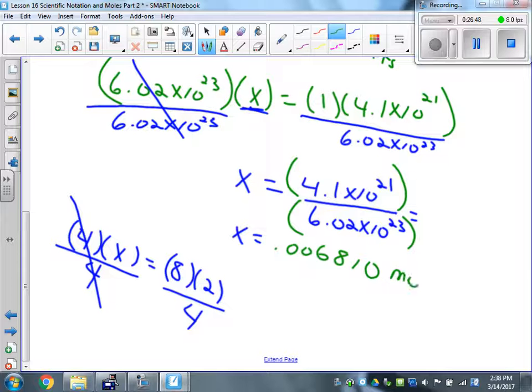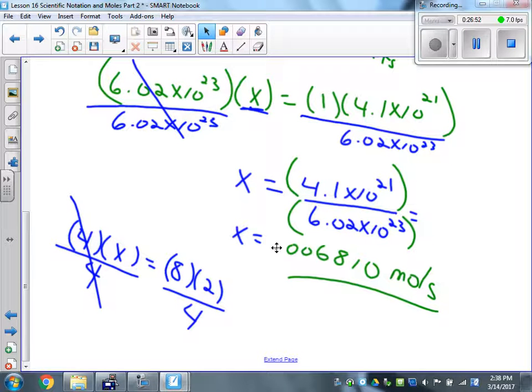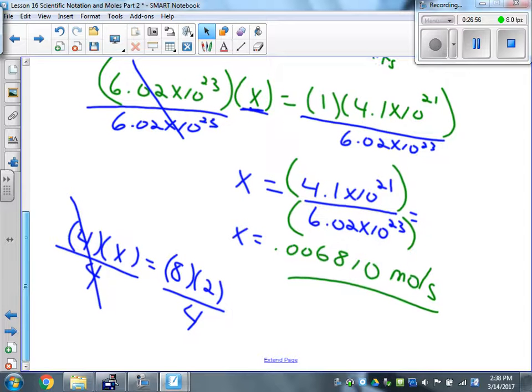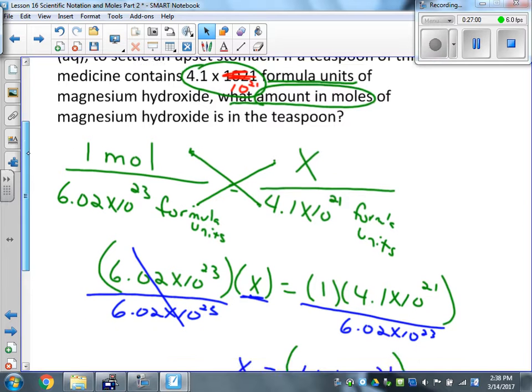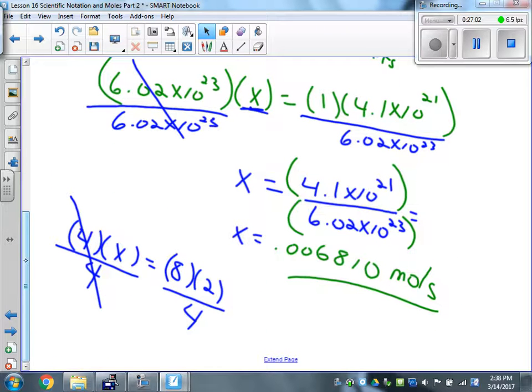And of course, don't forget, guys, we need to have units there. It should be moles, yes? Because that was the question, right? I said, hey, if we got 4.1 times 10 to the 21 formula units, what's the amount in moles? Well, it's 0.006810. Okay? Good?